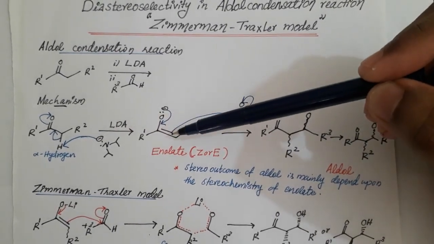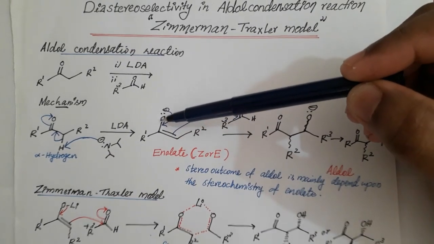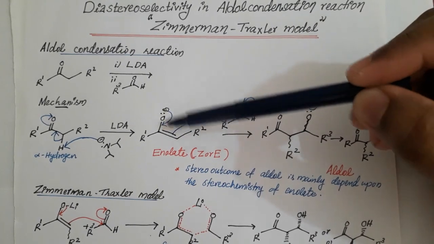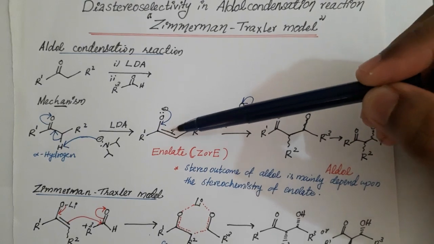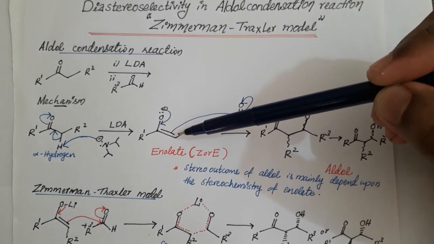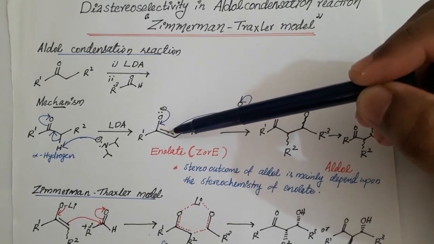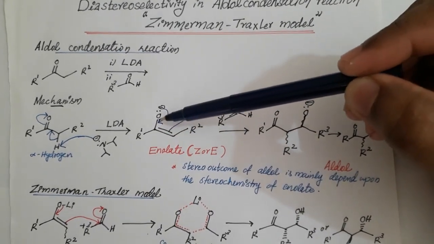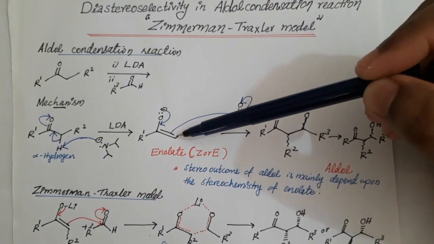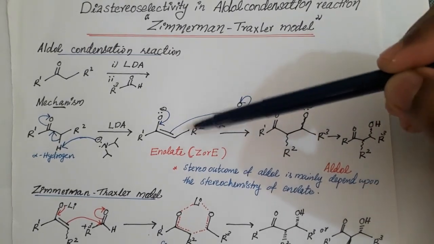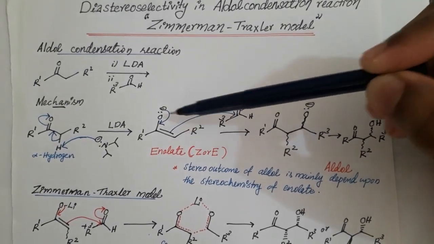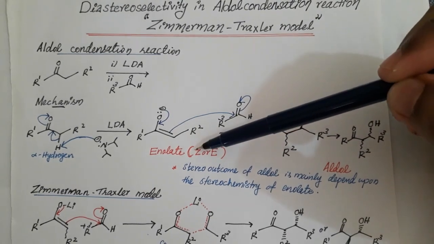This is the enolate ion, a very reactive species in organic chemistry. The enolate can be either an E-enolate or a Z-enolate. If the oxygen and this R2 are on the same side, it is called the Z-enolate. If they are on opposite sides, it is called the E-enolate.